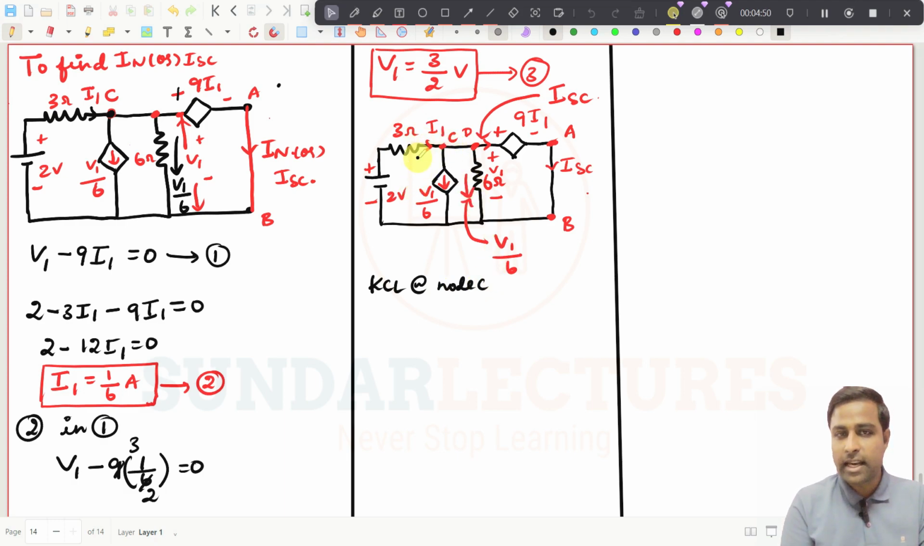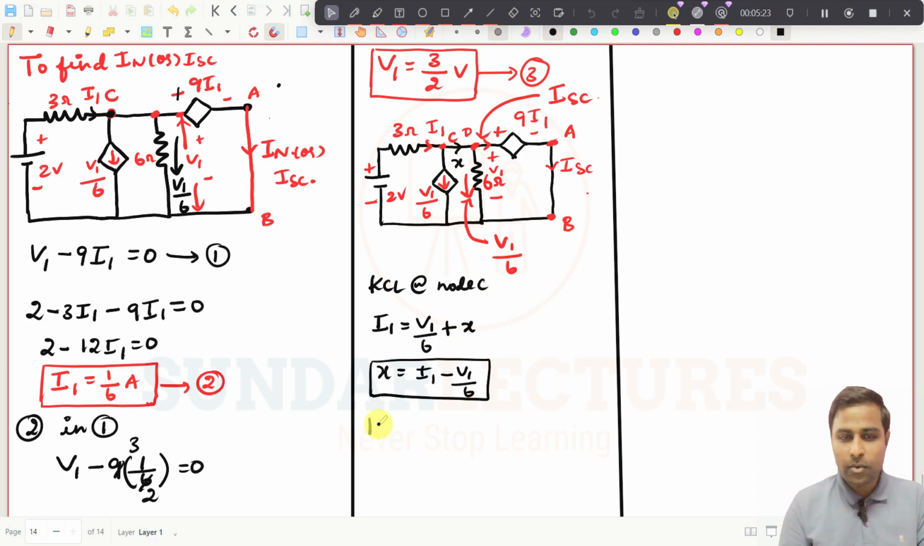See what is the current coming in? I1 is coming in, and one current going away is V1 by 6. And what should be the current here? I am just considering it to be X, and it is also going away, so I have to put it here. So now what is X? X should be equal to I1 minus V1 by 6, right? We have found what is X.